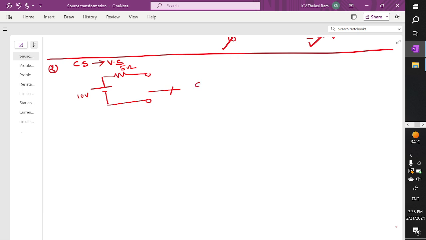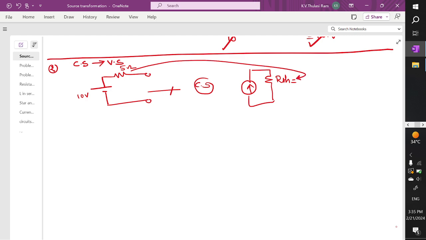So if you want a current source, how to find it? First draw the diagram of the current source. This is the current source and this is the resistor, which we will call a shunt resistor. The shunt resistor is equal to the series resistor. What is the series resistor value? 5 ohm.